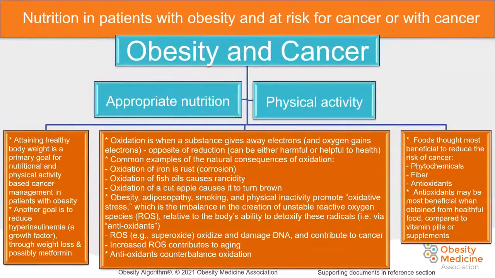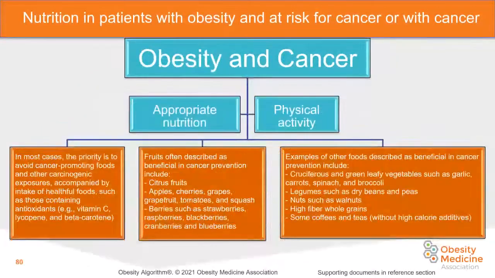And here's just an entire listing of the oxidation that takes place. I mean, we're all familiar with oxidation of iron, which is rust and corrosion, and the oxidation of fish oils with rancidity, the oxidation of a cut apple causes it to turn brown. But oxidation within the dysfunctional fat or the increase in stress, the intraorganelle stress, can also contribute to pro-oxidation, which contributes to neoplasia, cancer, that sort of thing.